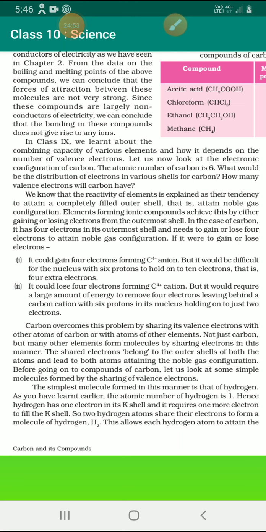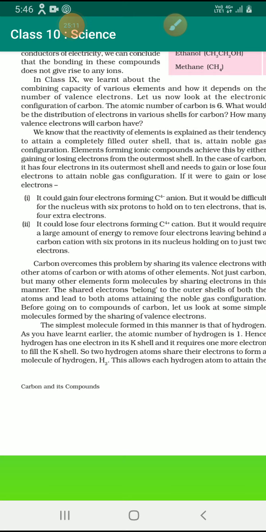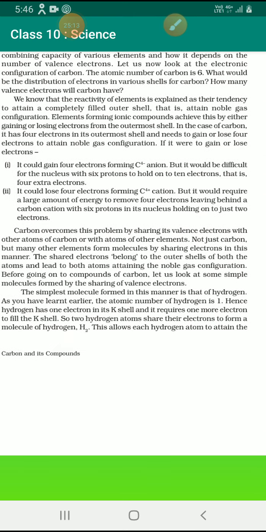Cathode means negative, anode means positive, but cation means positive ion, anion means negative ion, right? But it would require a large amount of energy to remove 4 electrons, leaving behind a carbon with the 6 protons in its nucleus holding on to just 2 electrons. So what will carbon do? Let's try to understand it.